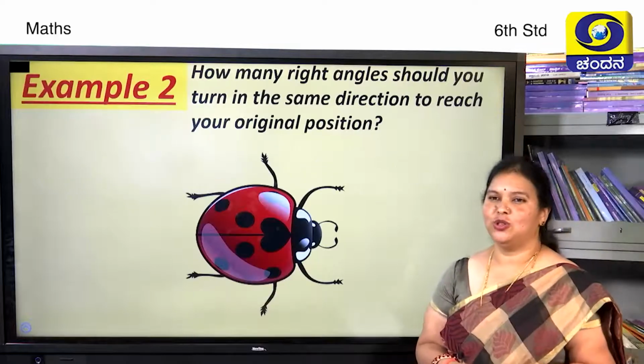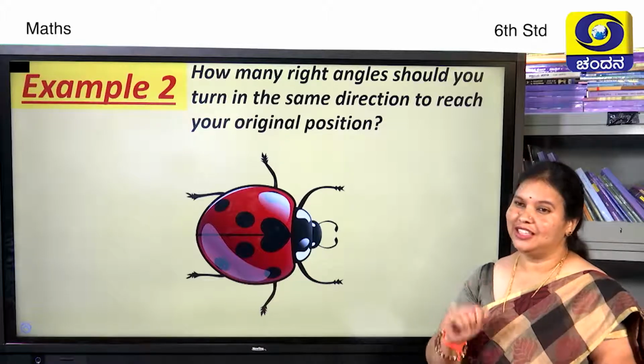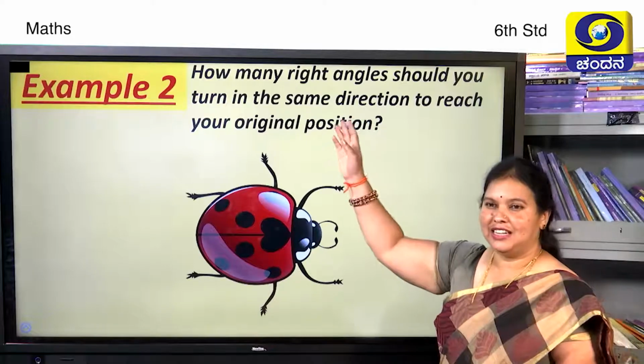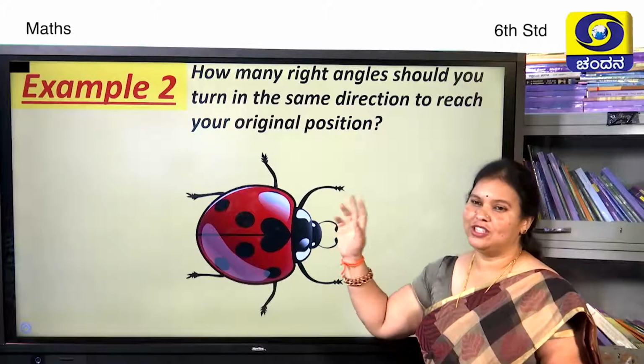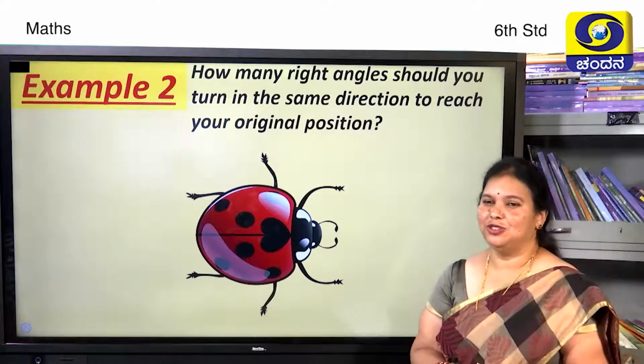I have one more question for you. This is also very easy, but you have to think and do it properly. Here you have to find out how many right angles you should turn in the same direction to reach your original position. Think and find out the answer. Now I will give you the solution.